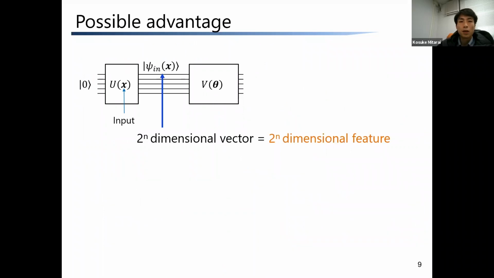And the possible advantage of this quantum circuit learning approach is that the data is encoded into a 2 to the n dimensional vector, which means a 2 to the n dimensional feature. I will just explain what this feature means in the next slide.